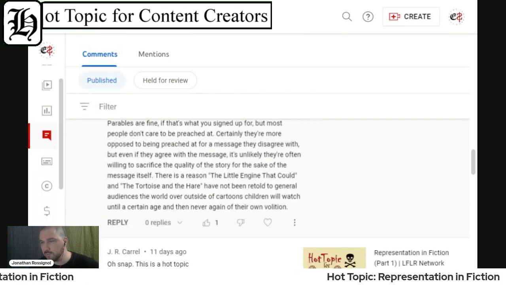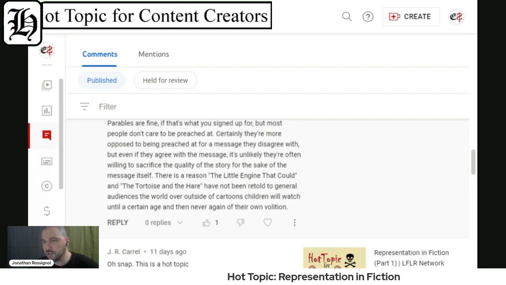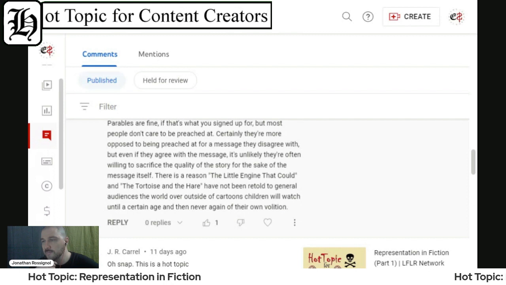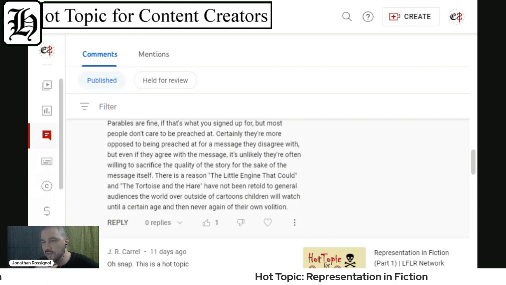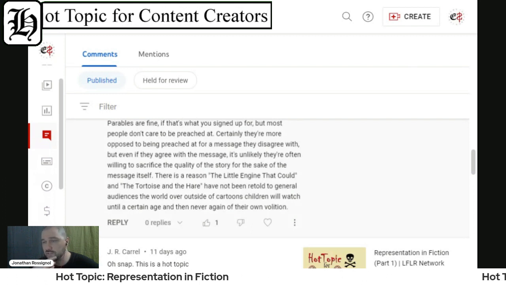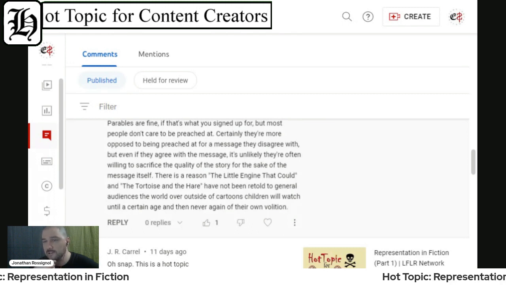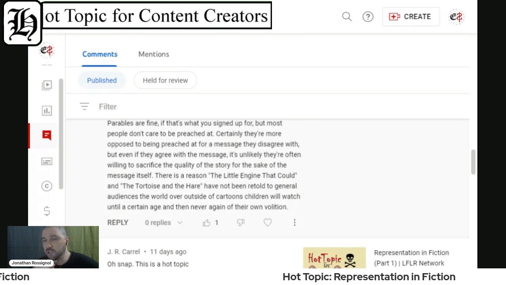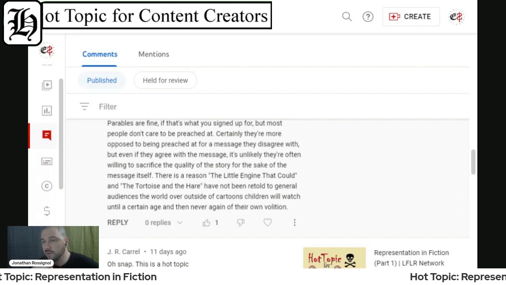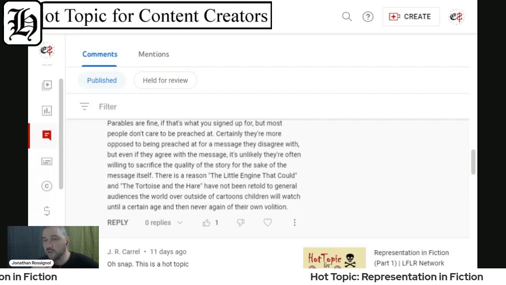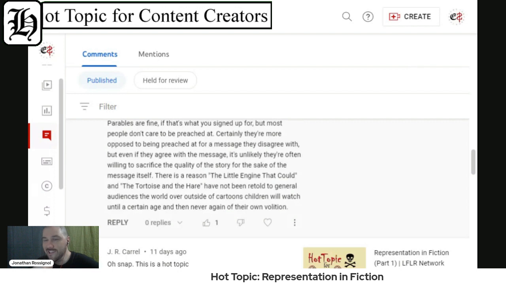Certainly, they're opposed to being preached at for a message they disagree with. But even if they agree with the message, it's unlikely they're often willing to sacrifice the quality of the story for the sake of the message itself. Yeah, I mean, that's another thing. To play devil's advocate as far as that goes, you can't just push a message. The story actually has to be compelling as well, or else you're going to lose people. It's going to be like Veggie Tales or something.